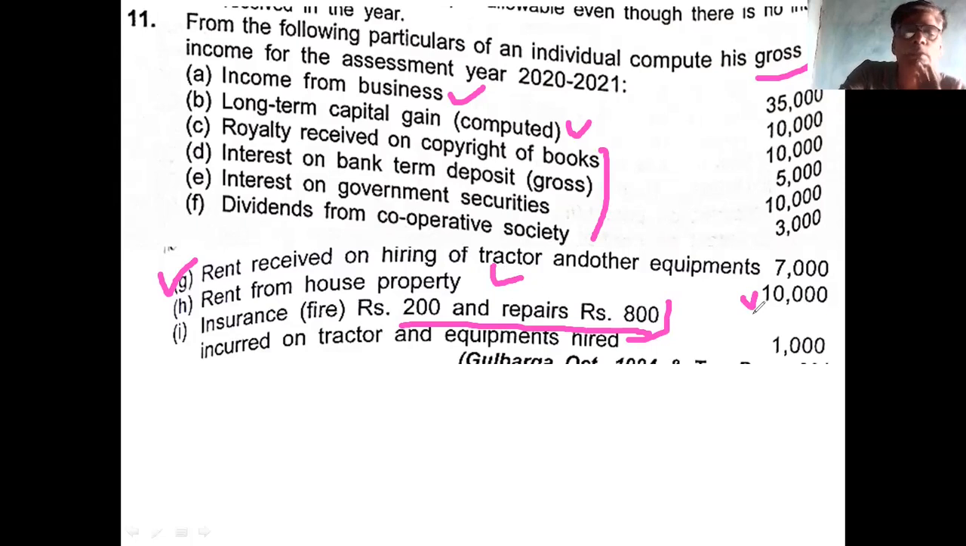So first you calculate the income from house property. Business income is given directly, so there is no need of calculating the business income. Capital gain is also computed, so there is no need of calculation once again. Your duty is to calculate income from house property and income from other source. Two heads of income you calculate and the remaining two are already calculated. So you see the solution.